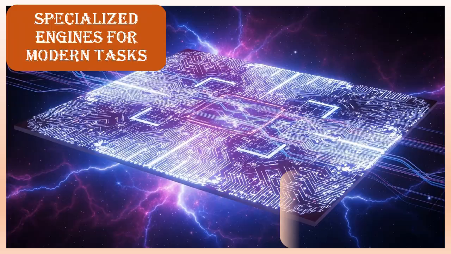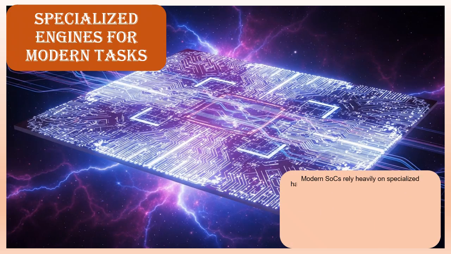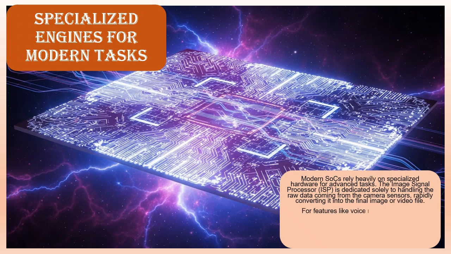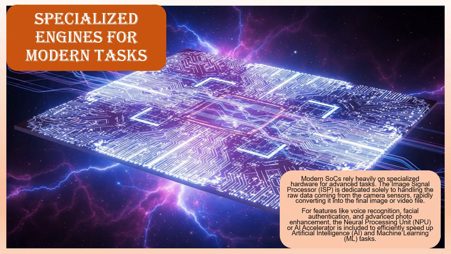Specialized engines for modern tasks. Modern SoCs rely heavily on specialized hardware for advanced tasks. The image signal processor, ISP, is dedicated solely to handling the raw data coming from the camera sensors, rapidly converting it into the final image or video file. For features like voice recognition, facial authentication, and advanced photo enhancement, the Neural Processing Unit, NPU, or AI accelerator is included to efficiently speed up artificial intelligence, AI, and machine learning, ML, tasks.